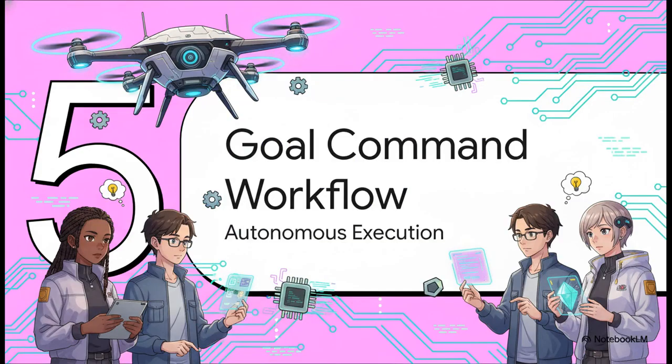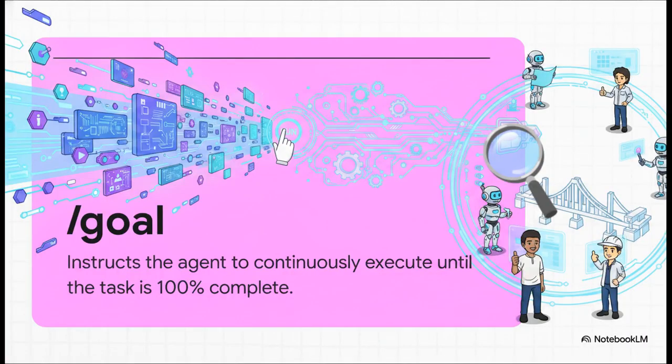Which brings us to Section 5, the goal command workflow. At this point, your agent's brain is fixed, its aesthetics are polished, and it's primed for action. Now we need to talk about execution. When you type /goal followed by your task description, everything changes. You aren't just asking for the next snippet of code anymore. You're commanding the agent to continuously plan, code, test, debug, and iterate until the entire task is 100% complete. It won't stop at a checkpoint. It won't ask for intermediate approval.